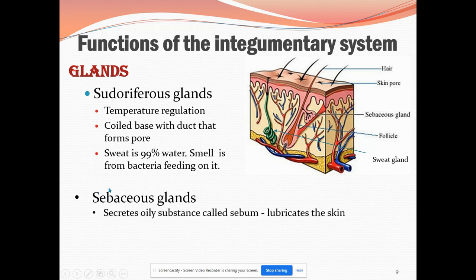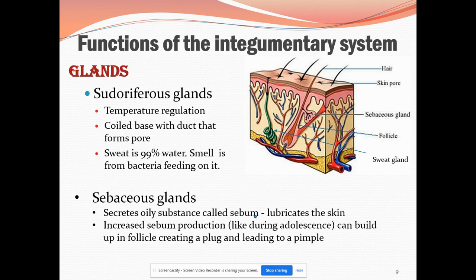So sebum is oil, so sebaceous glands are your oil glands. So they make that oily substance called sebum that lubricates the hair and the skin. Certain times in your life, you make more sebum, like you right now, and me for some reason. I don't know why I'm still pimply. It's not fair. In adolescence, an increase in sebum production, meaning more oil, can plug the follicle, because remember, all the oil glands dump into a follicle, the pocket that the hair grows in. And so it plugs it, and then it can lead to a pimple.